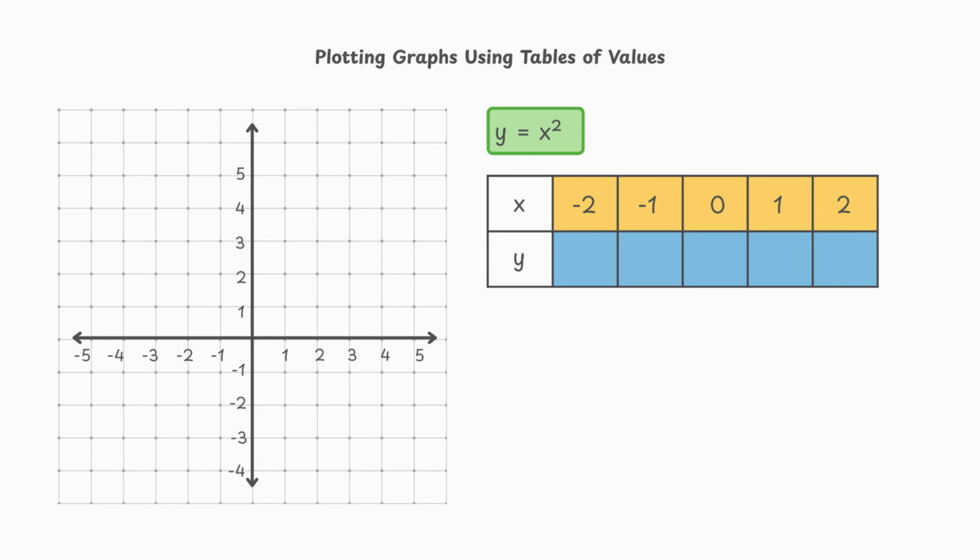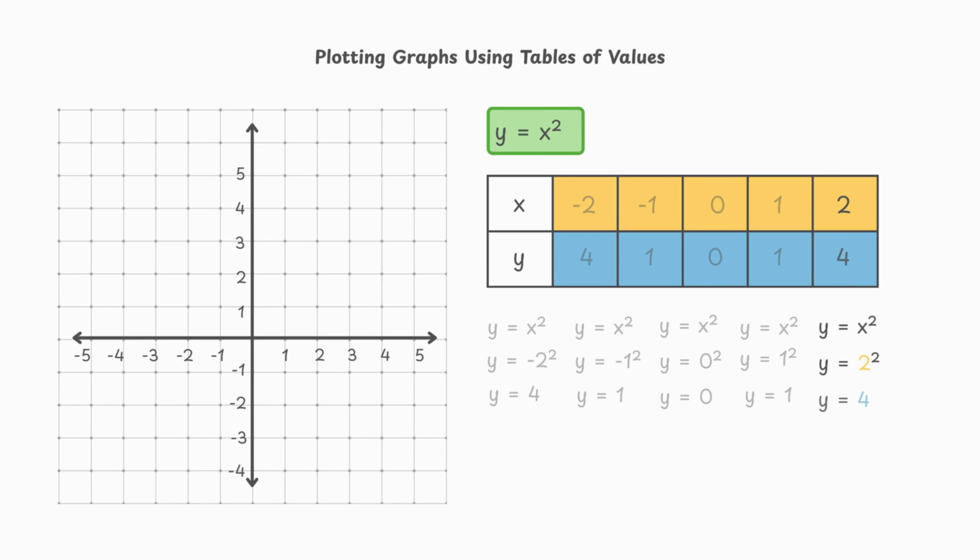Let's go through this slowly. When x is -2, y equals (-2) squared. This gives 4. When x is -1, y equals (-1) squared. This gives 1. When x is 0, y equals 0 squared. This gives 0. When x is 1, y equals 1 squared. This gives 1. When x is 2, y equals 2 squared. This gives 4. So now we have a complete table of values.